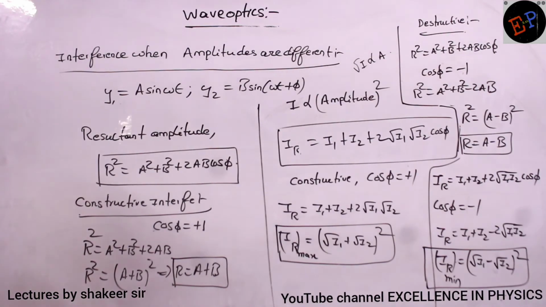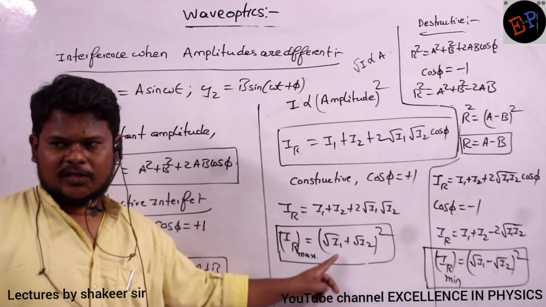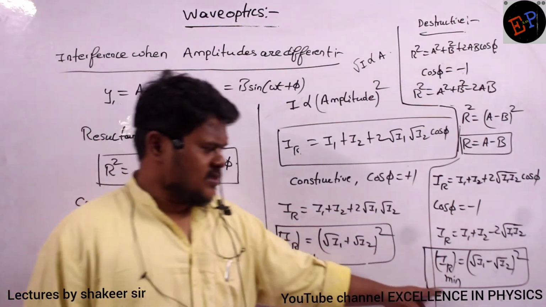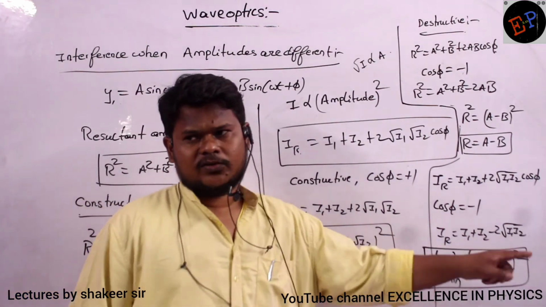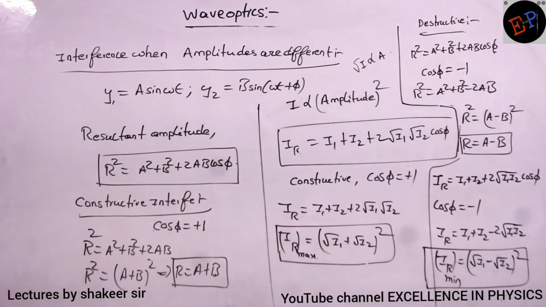So maximum intensity is (root I1 plus root I2) whole square, and here you will get minimum intensity, which is (root I1 minus root I2) whole square. That is my minimum intensity.